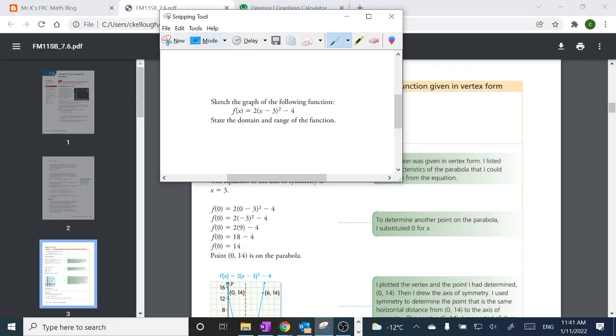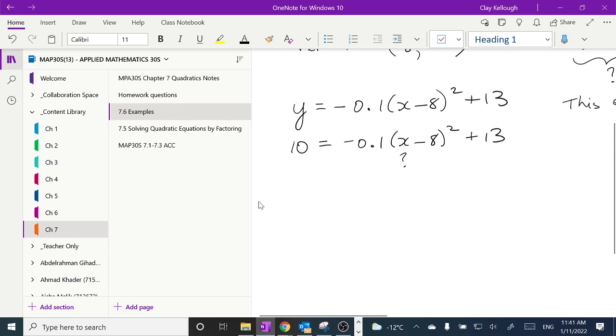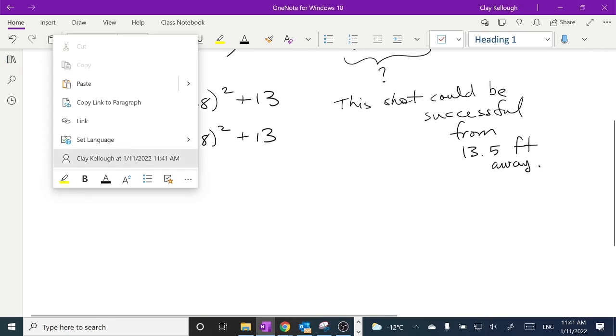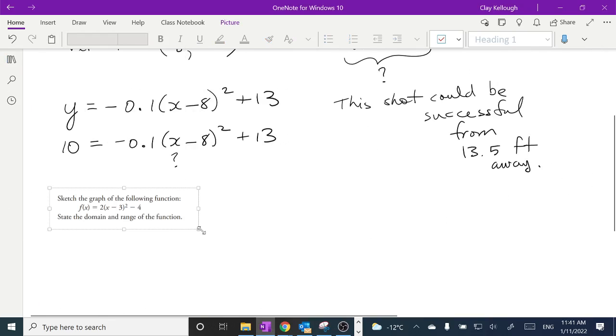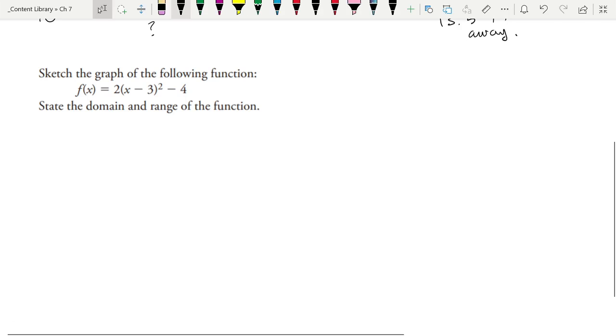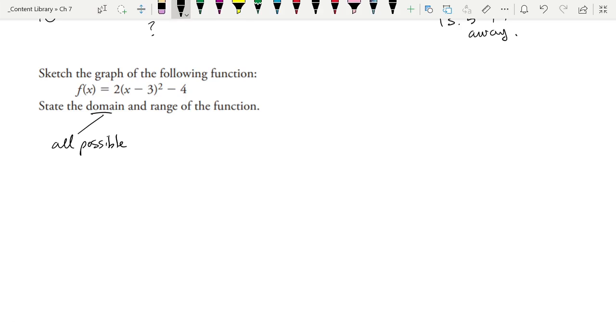So this is example 2. You don't have to write this down. Just follow along. You can make notes if you want. Okay, so what's domain again? Domain is, of course, all possible x values. Okay, and range is all possible y values.